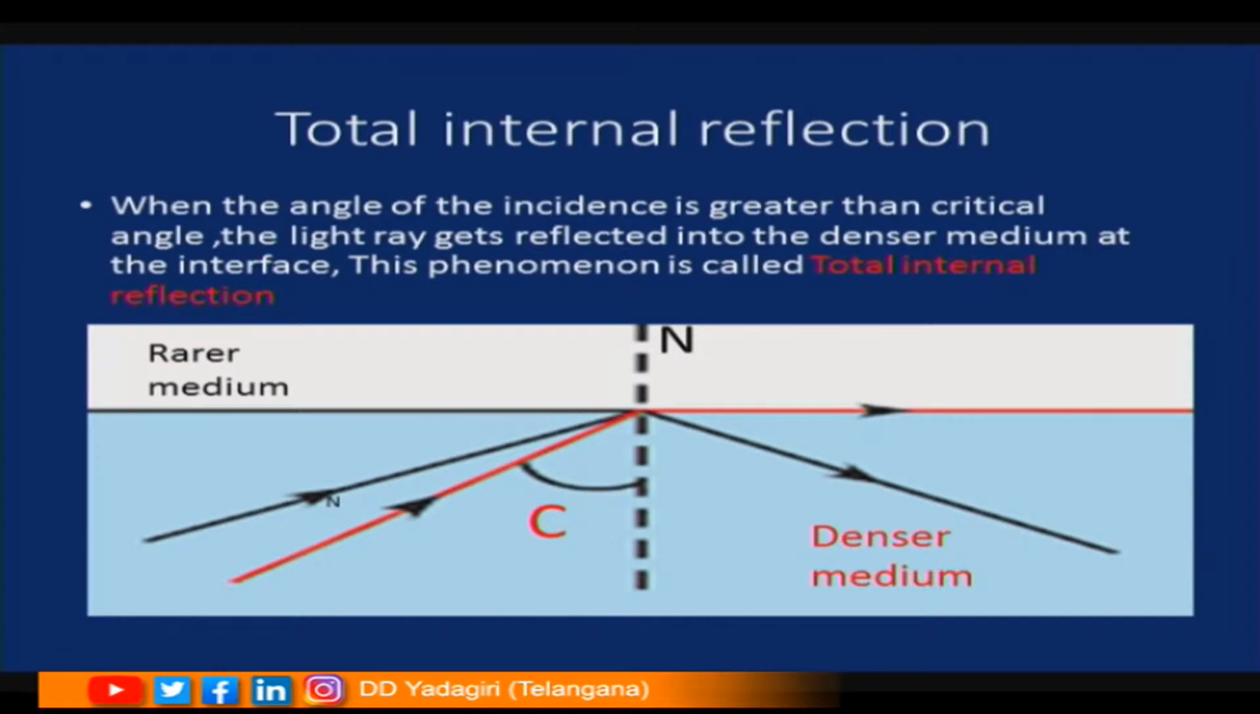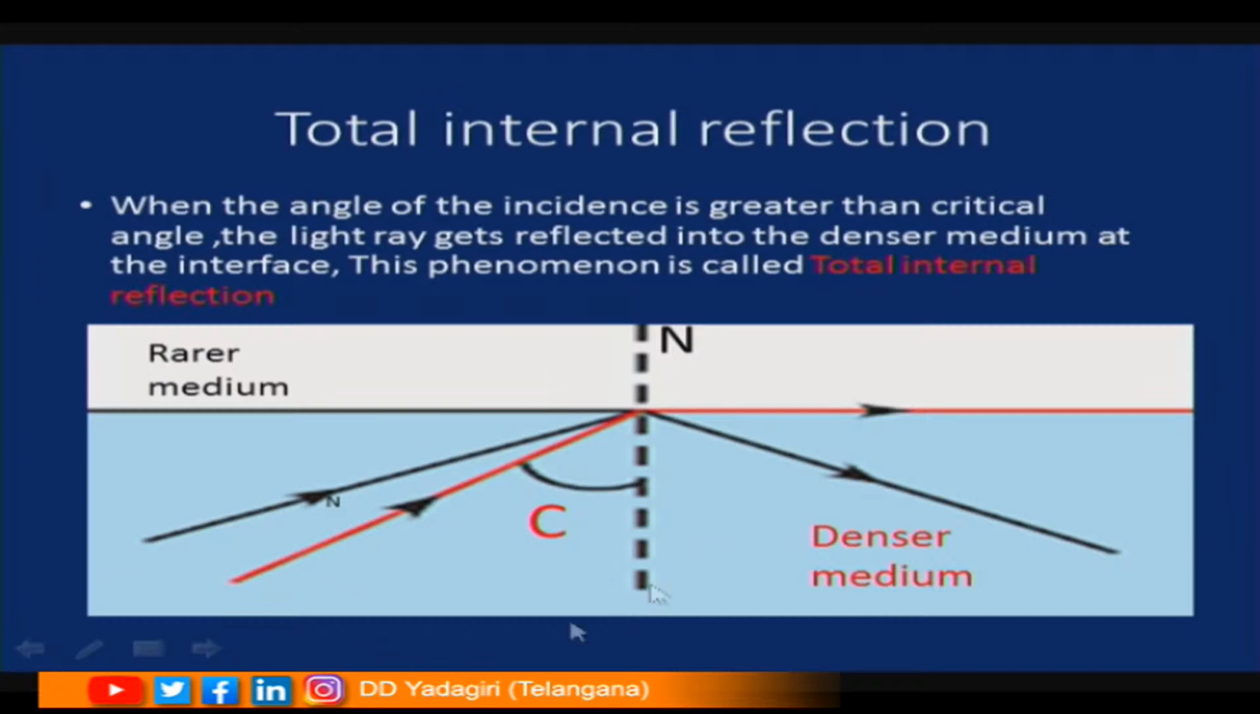See the definition of total internal reflection. When the angle of incidence is greater than the critical angle, the light ray gets reflected into the denser medium at the interface. What is meant by interface? Interface is nothing but the boundary between the water and air. This phenomenon is called total internal reflection.